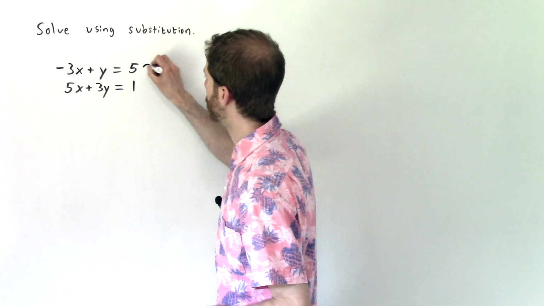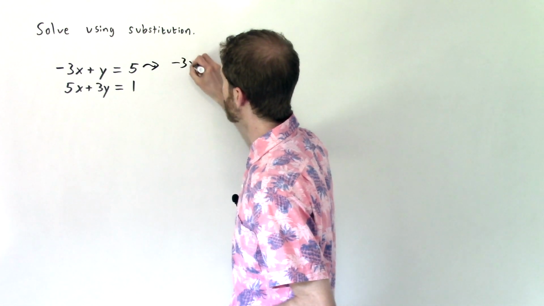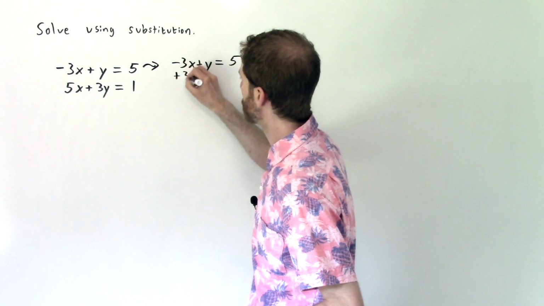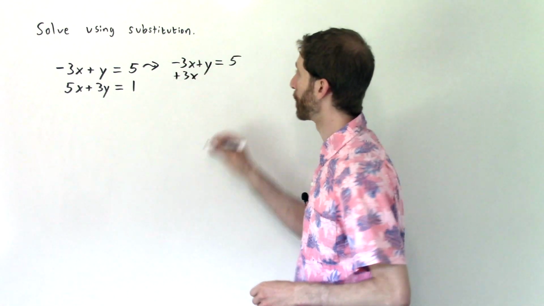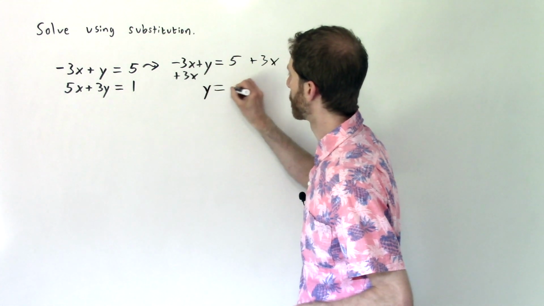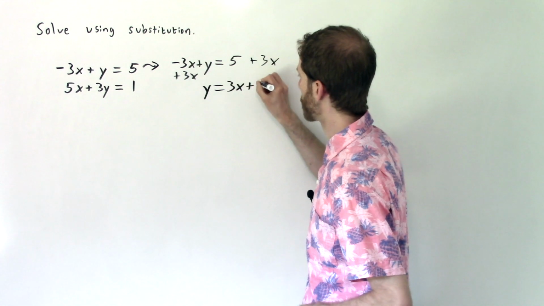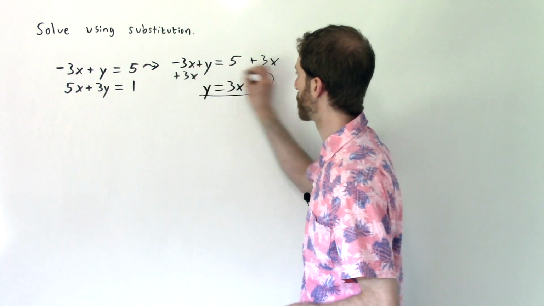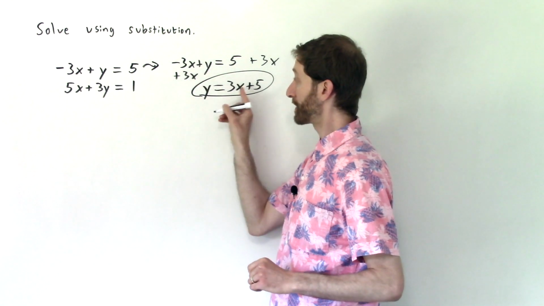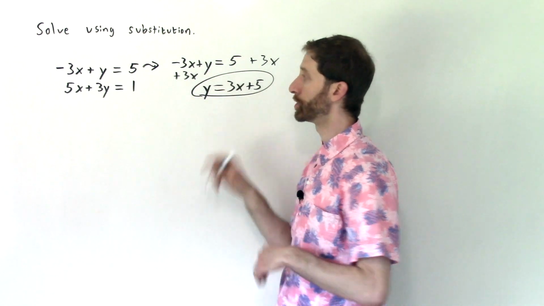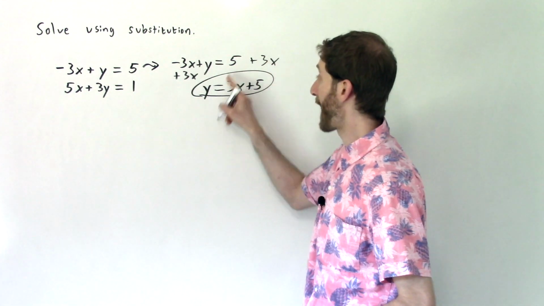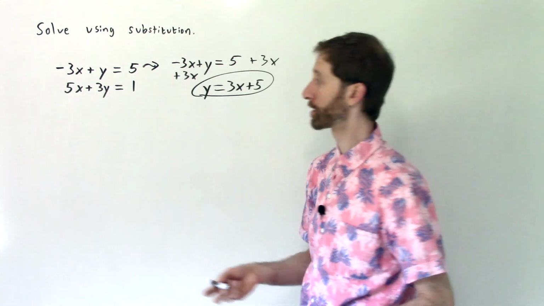So I take this guy off to the side here, and I have negative 3x plus y is equal to 5. I'm going to add 3x to both sides with the goal again of getting y alone. So I get 5 plus 3x is equal to y. And I'm more comfortable writing it as 3x plus 5, which is the same expression. Now, what's the point of that? Well, now that I have y is equal to 3x plus 5, I can replace this y value with that expression because y is 3x plus 5.